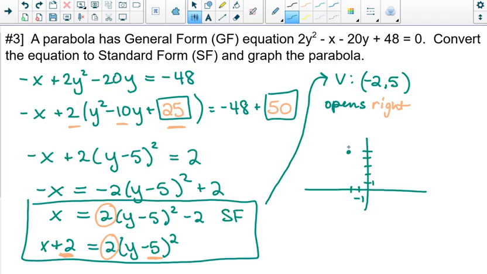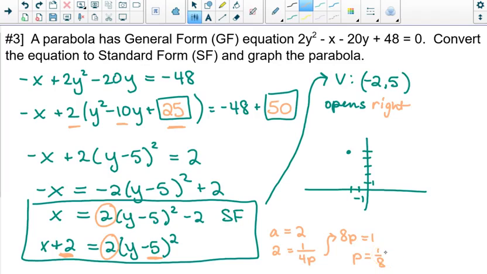Okay, let's find the value of p. So a is 2, and a equals 1 over 4p. If we multiply both sides by 4p and then divide by 8, we get p is 1/8. Depending on how small your graph is, this could be a little tricky.